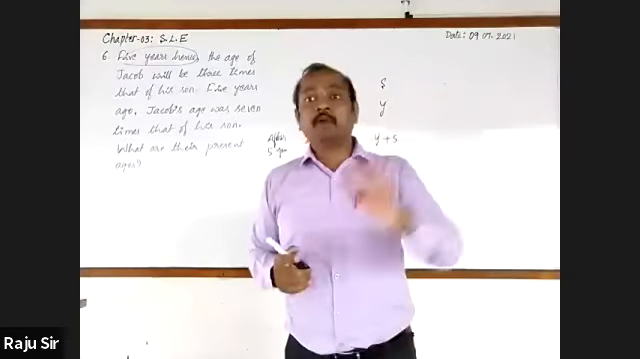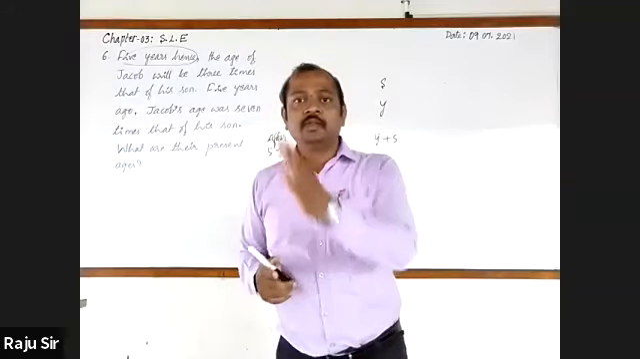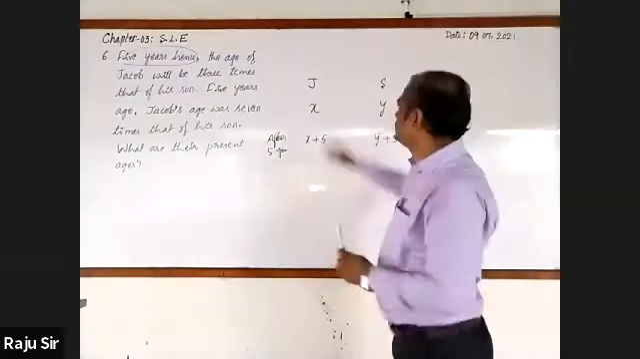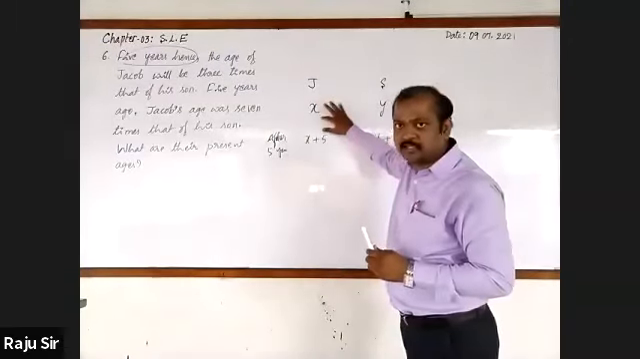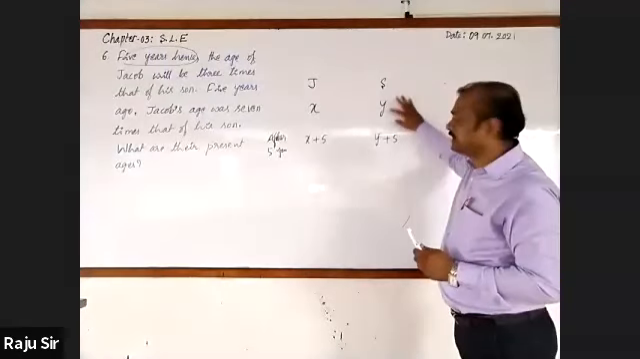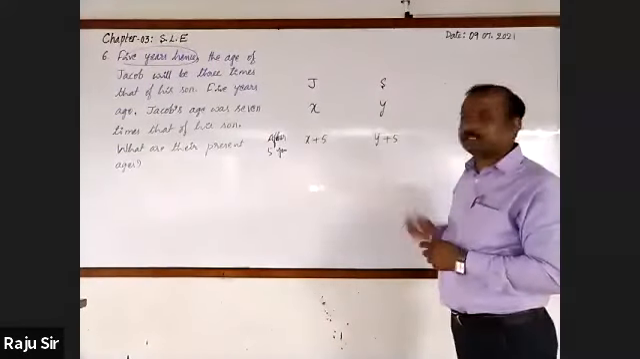See, for example, your present age is 15 years, almost 15, right? And after 5 years, what will be your age? 20. How did you get the 20? 15 plus 5. Very good. Adding 5 years to your present age, that is 15 plus 5 equal to 20. The same way, Jacob's present age is X years. After 5 years, X plus 5 years. And his son's present age is Y years. After 5 years, it will be Y plus 5.